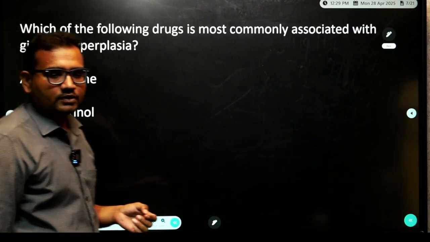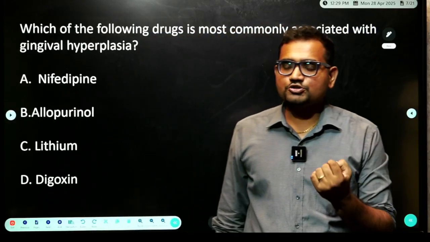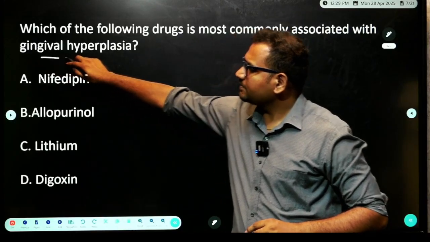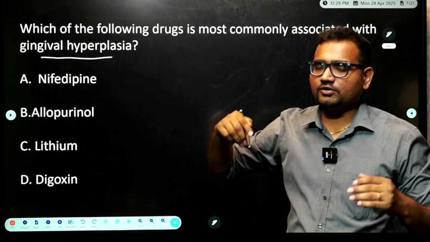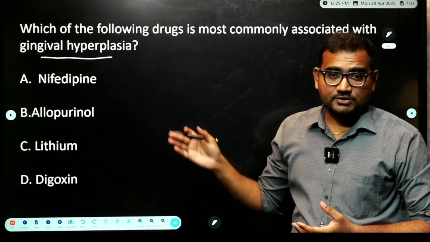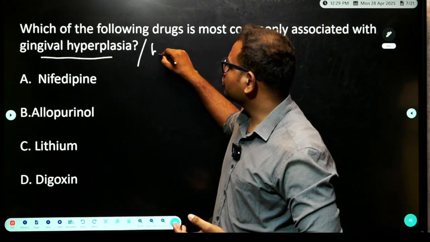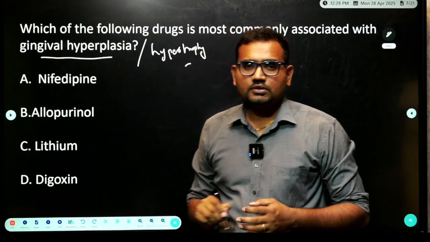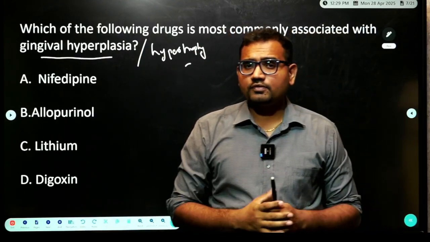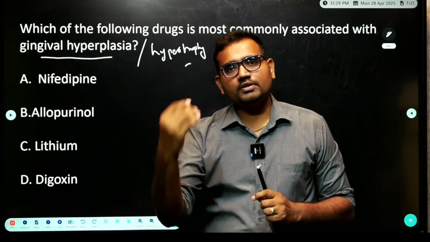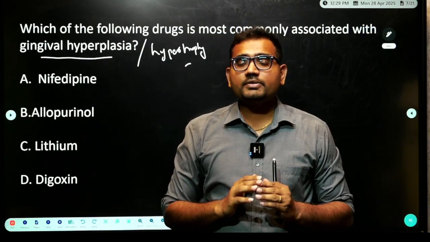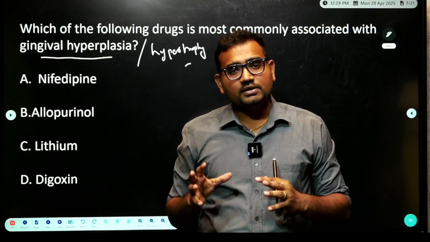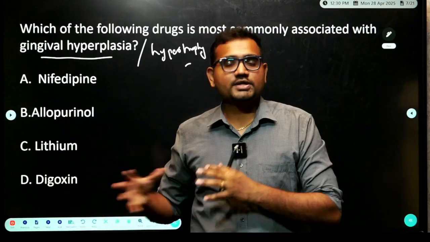So the next question: which of the following drugs is commonly associated with gingival hyperplasia? See, I won't vouch for the term gingival hyperplasia, because the term hypertrophy will be more suitable. When some kind of growth or swelling is taking place, there is going to be increased production of some cells, or when a cell is secreted more, there is going to be an increase in size.